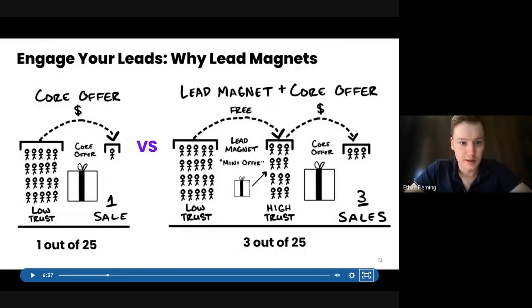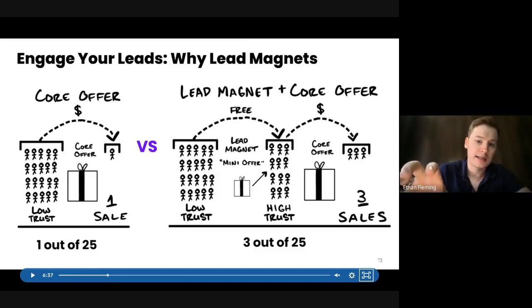This is the basic principle. The idea on the left is if you just go to your core offer, which most people do, they've got basically some kind of audience. And again, I'm thinking of this in terms of cold email. So you've got the cold audience, you've got a group of, let's say, 100 people. You pitch them your core offer and why you're going to be better, and then you might get one sale.